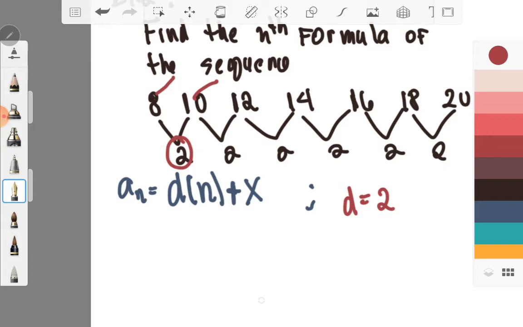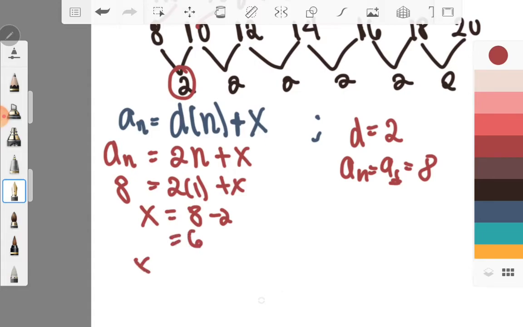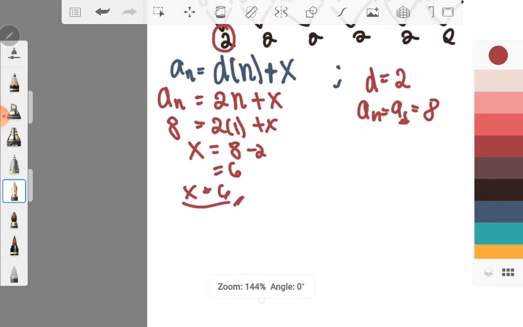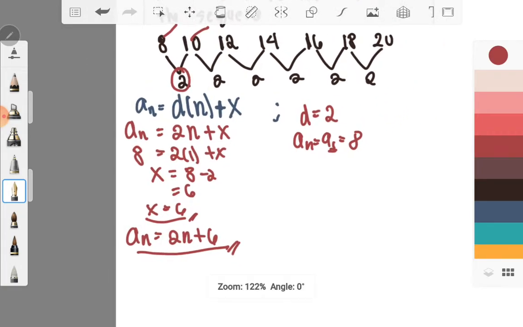Okay. So since you already have d multiplied by n, we have 2 multiplied by n plus x, which is our an. I'm picking my an is equal to a1, which is equal to 8. So at an, I have my 8, and my n is equal to 1. 2 multiplied by 1 plus x. So therefore, my x is equal to 8 minus 2, which is equal to 6. So x is equal to 6. Therefore, my equation will be an = 2n + 6. This is my n.